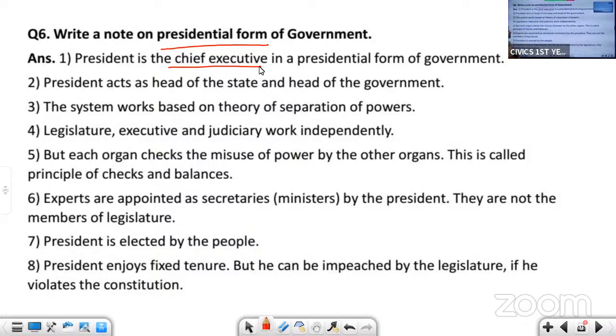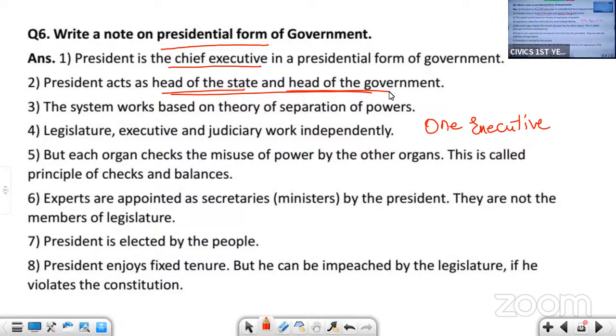In presidential, from the word itself, you will know the president is the chief executive. He is the head of the state and he is the head of the government. In the presidential form of government, you will have only one executive, that is the president, and he is the head of the state and the head of the government as well.